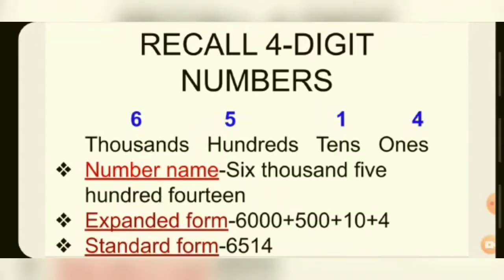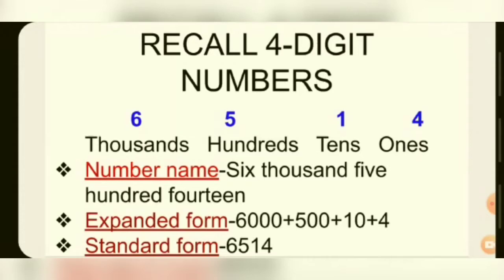Expand means making something big. So the numbers can also be expanded based on its place value. The number 6 comes under thousands place, so it is 6,000. 5 comes under hundreds place, so it is 500. Number 1 comes under tens place, so it is 10. And 4 comes under ones place, so it is 4. So the expanded form is 6,000 plus 500 plus 10 plus 4.